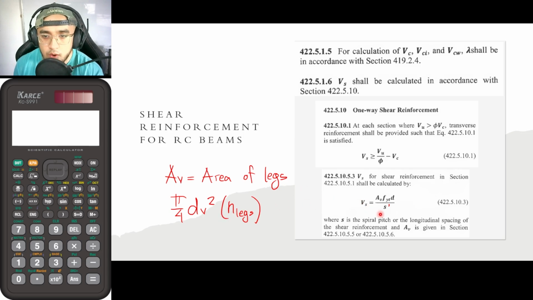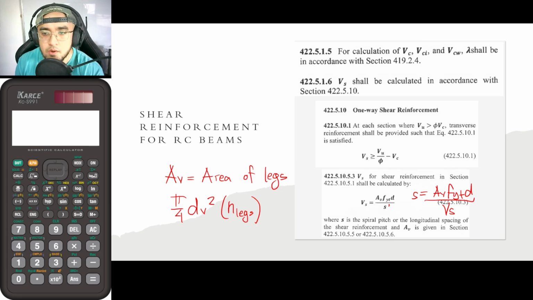Okay, so again, we are actually particular with the value of s here. And from that equation, we can now say, cross multiplying, s is actually equal to Av fyt times d divided by Vs.